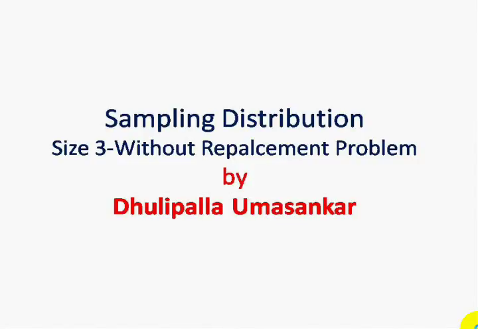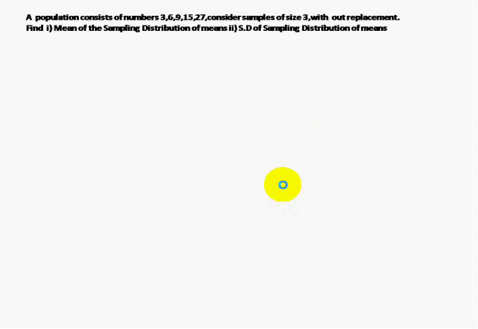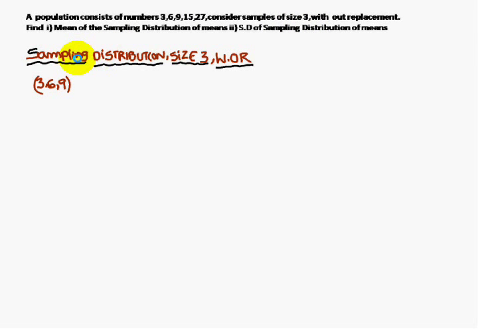Today we are going to discuss the sampling distribution of size 3 without replacement problem. He has given the numbers 3, 6, 9, 15, 27. Size 3 we have to form. So first we have to form a sampling distribution of size 3 without replacement. Size 3 means each group has 3 numbers. That means 3, 6, 9.